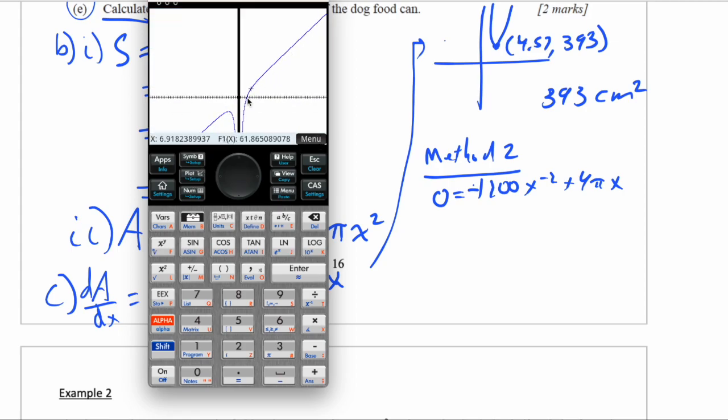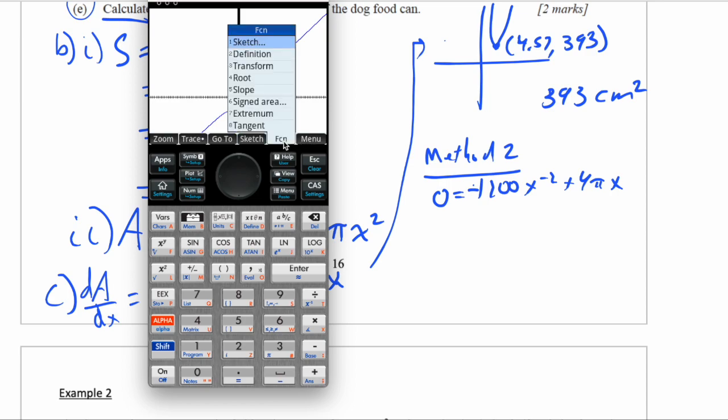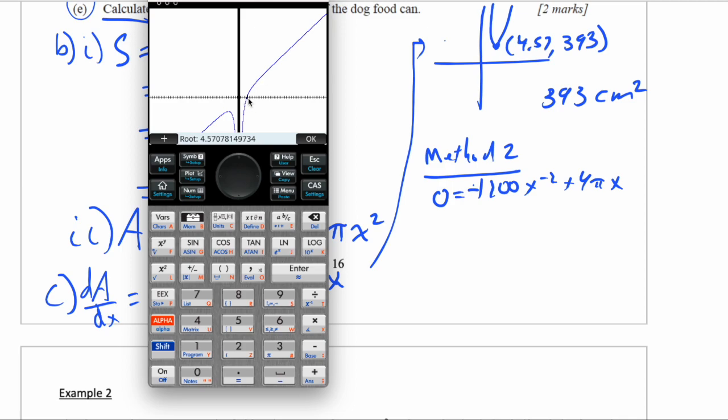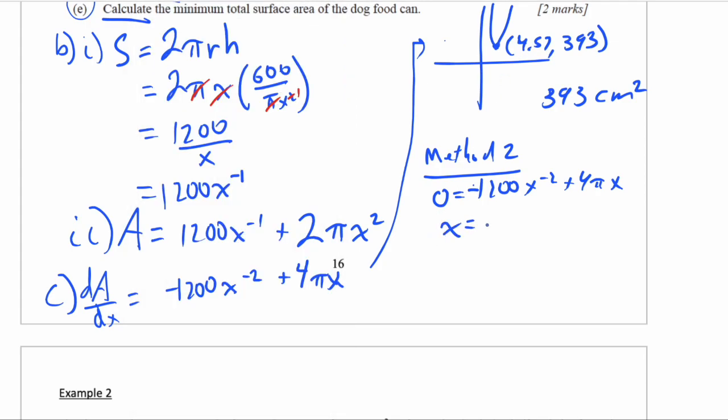Plot. Now this is the graph of the derivative. If I go to menu, function, intersection of root, that's where the derivative equals 0, and you get 4.57, which is the same as we got in the original graph. So this gives you x equals 4.57. If you want to find the y value, or the area in this case, you do 1200 times 4.57 to the power negative 1 plus 2 pi times 4.57 squared.